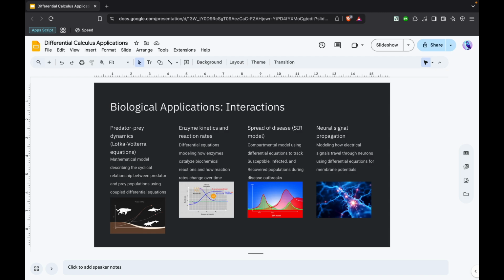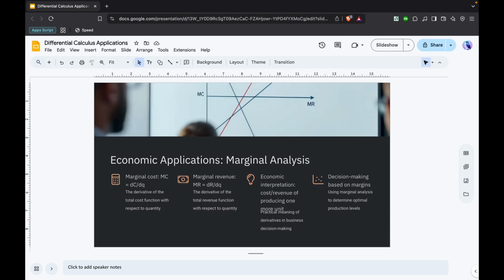Now, neural signal propagation is how our electric signals travel through our neurons, and it's using differential equations again for membrane potentials. Now, what they mean by membrane potential is really how much it can propagate or how much it can travel. Now, let's move on to something different, which is economics.